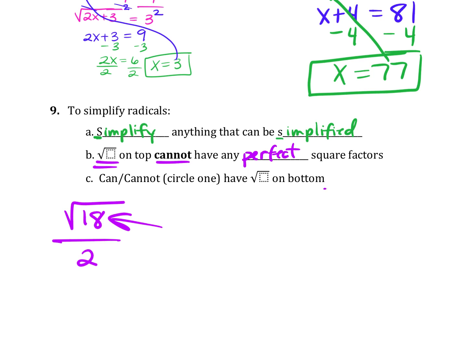On bottom, what's the rule about radicals? You cannot have radicals on bottom. So radicals on top are fine, but no perfect square factors in them. You cannot have a radical on bottom. And you must simplify anything that can be simplified.